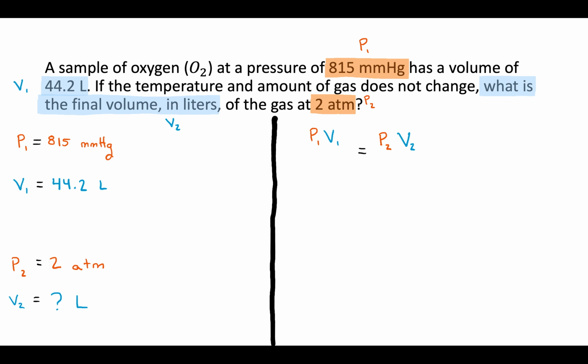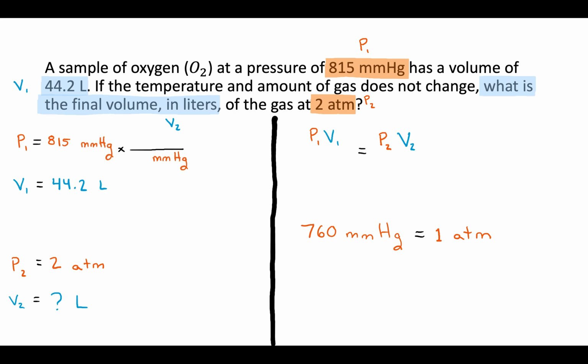The conversion factor that relates millimeters of mercury and atmospheres is: there are 760 millimeters of mercury in 1 atmosphere. So I'm going to convert that top number, 815 millimeters of mercury. Every time you do a conversion, write a multiplication sign and a fraction bar. The units you start with always go on the bottom of that fraction, so they'll cancel out. I'm going to fill that fraction in with my conversion factor.